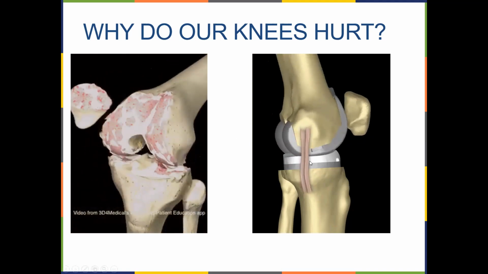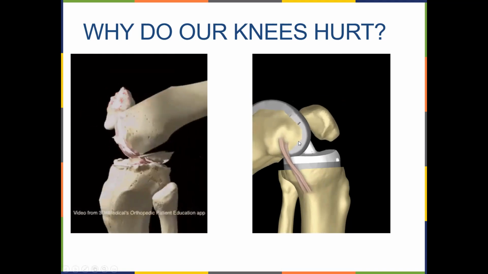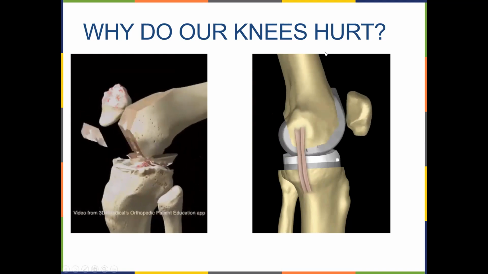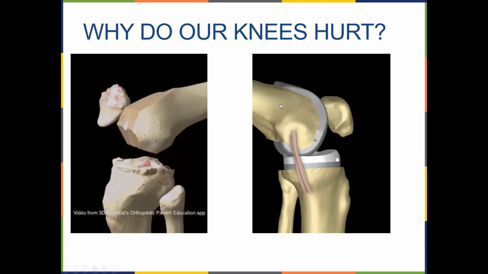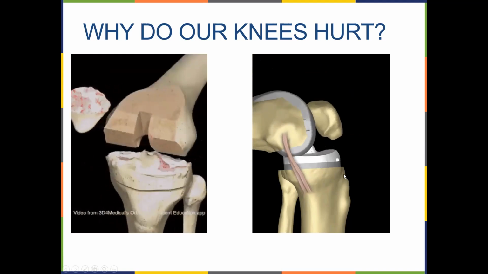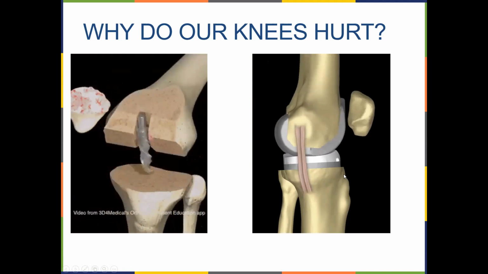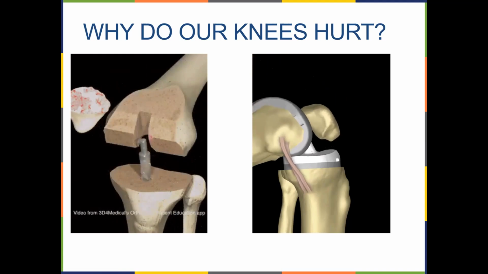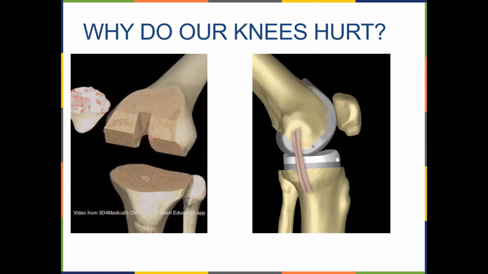This looks like the medial collateral ligament. And then of course you have the patellar ligament that attaches the femur to the tibia. So everything is still held in place. All we've done is replace the ends where the wear and tear is located.